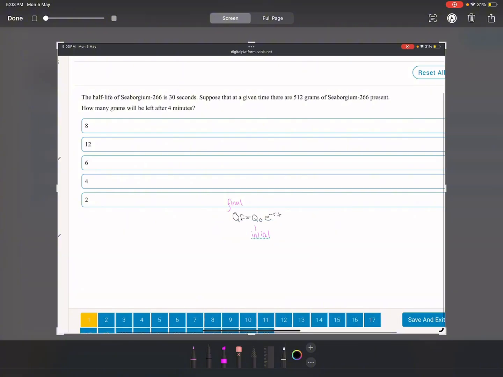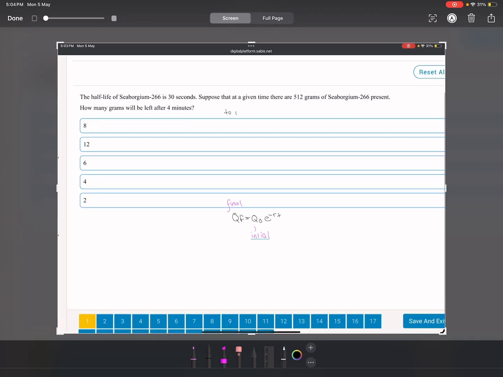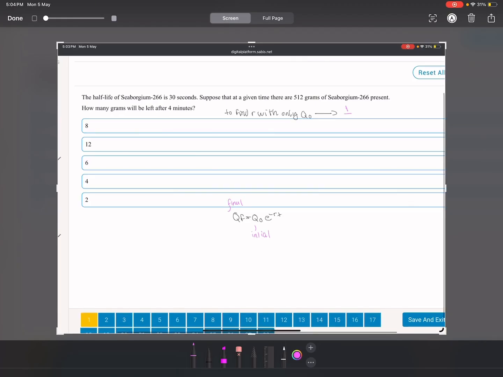Okay. So they gave us literally everything but R. We need to find R first in order to solve. You can't not find R, okay? So to find R, here's what we have to do. We have to replace the final amount with 1 over 2, and the initial amount with 1: 1 over 2 equals 1 times e to the power of minus RT.